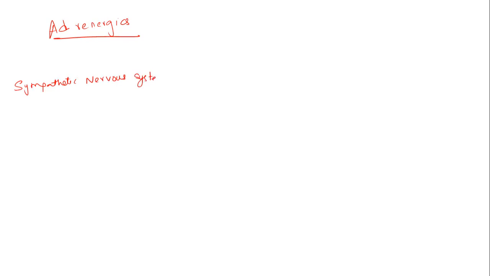So now we are talking about adrenergics. Okay, like I told you, adrenergics are medications that stimulate certain nerves in our body. Okay, now coming to the sympathetic nervous system. I'm sorry about the sound in the background. There is some construction going on, so I apologize for that.